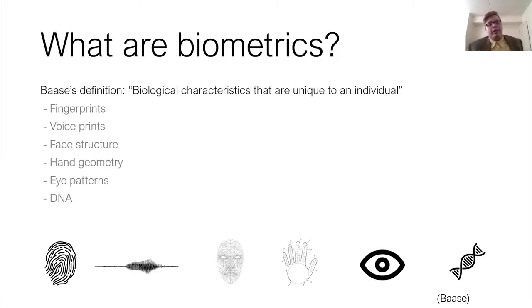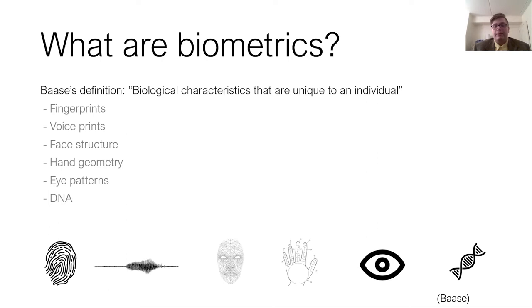First, we need to be on the same page when talking about biometrics. Bayes defines biometrics as biological characteristics that are unique to an individual. This includes things like fingerprints, your voice, your face, your hands, your eyes, your DNA, and more. I'm not particularly happy with this definition though, as it only encapsulates physiological traits under the umbrella of biometrics.